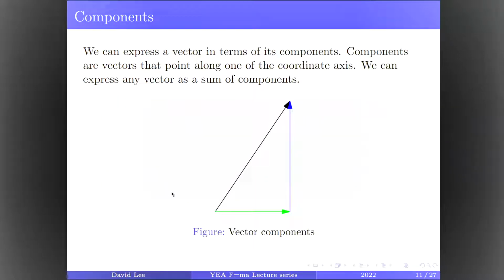All right, let's talk about components. We can express vectors in terms of components. The black vector here is actually the sum of the green and blue vector. The green and blue vectors are nice to deal with because one's only going along the x direction, while the other one's only going along the y direction. You'll see that this becomes useful as we get into 2D problems later on.